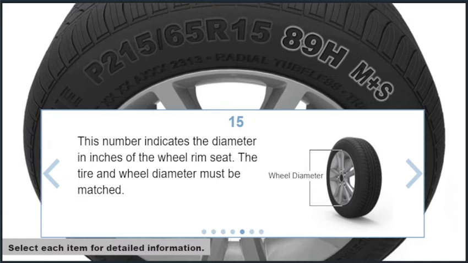This number indicates the diameter in inches of the wheel rim seat. The tire and wheel diameter must be matched.